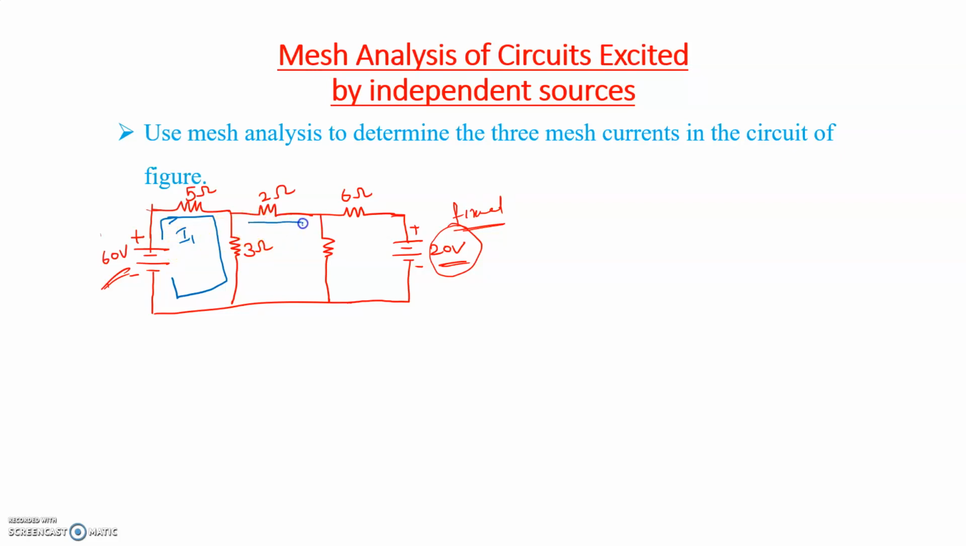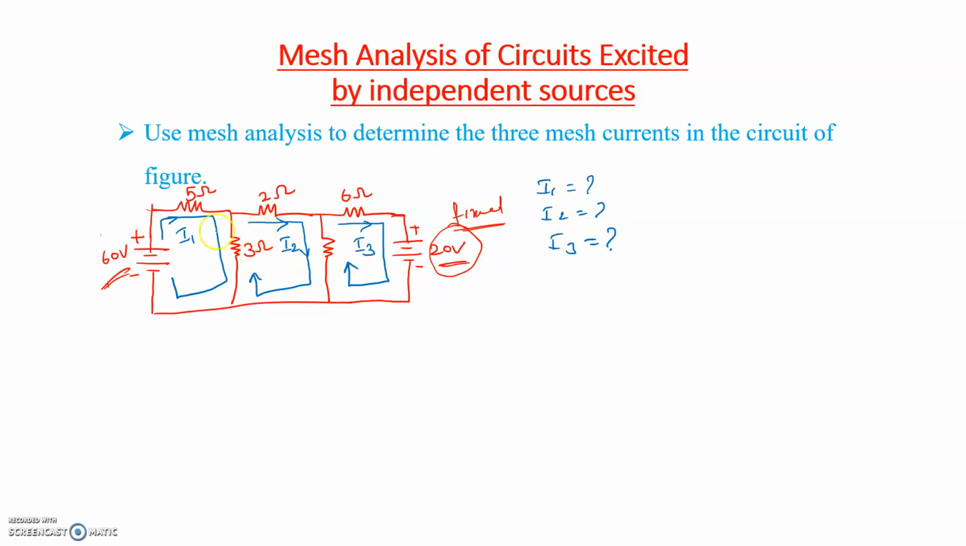This is my second loop. The direction of current is given like this. This is also assumed in clockwise direction. This is I2 current, and the third loop is like this. This is I3 current. So totally there are three unknowns: I1, I2, I3. These three currents we have to find.